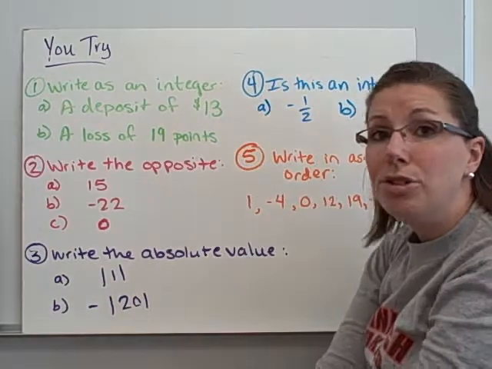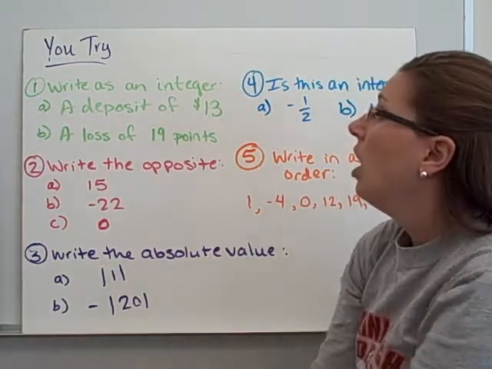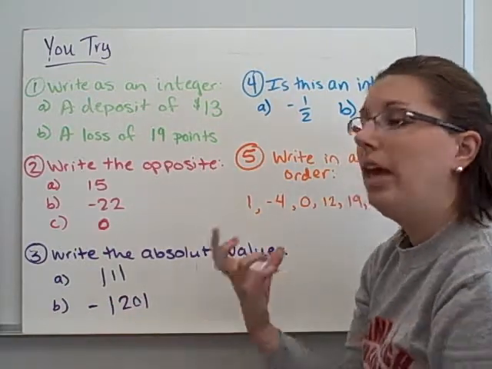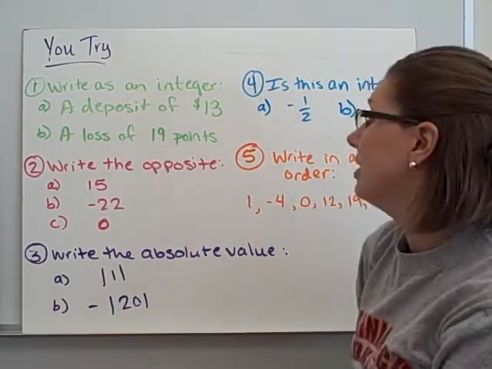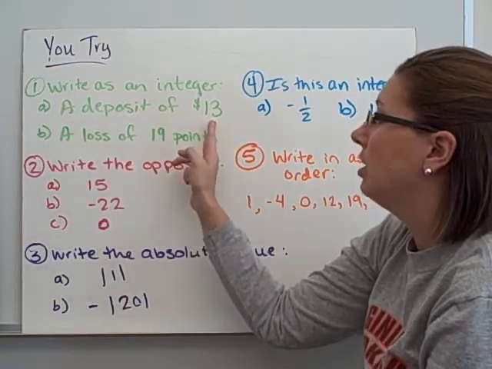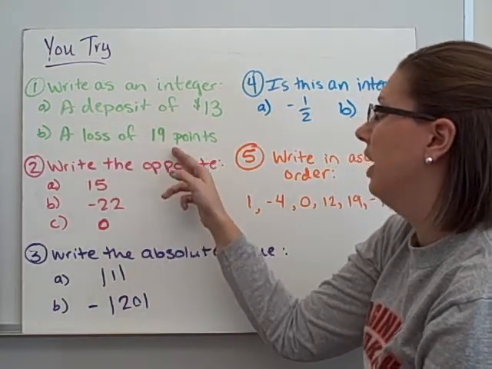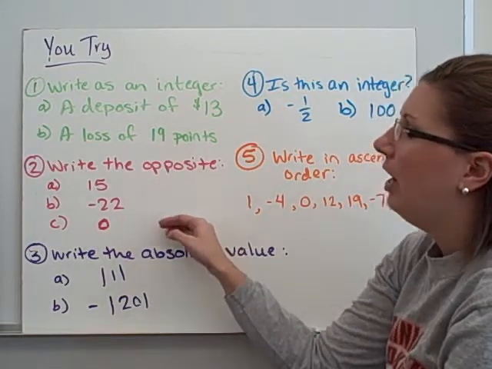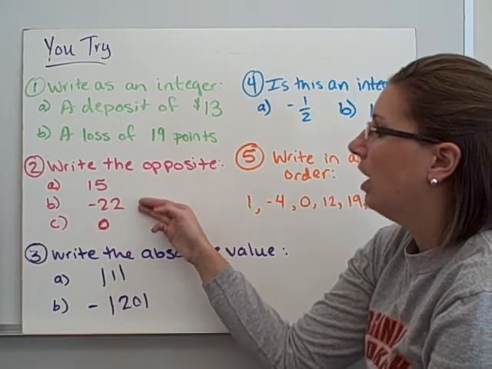And then lastly, you try these problems. Write as an integer. So using those words of gain, loss, increase, decrease, rewrite these phrases as an integer. A deposit of $13, a loss of 19 points. Then write the opposite value, +15, -22, and 0.